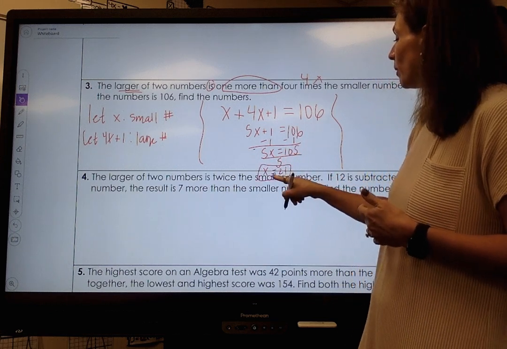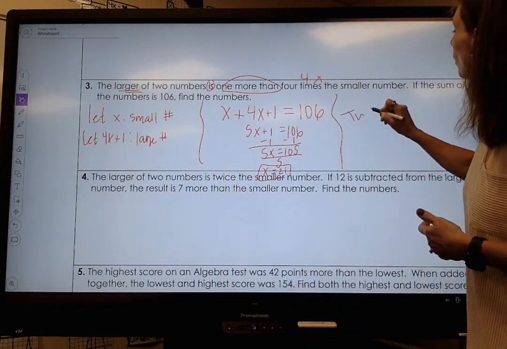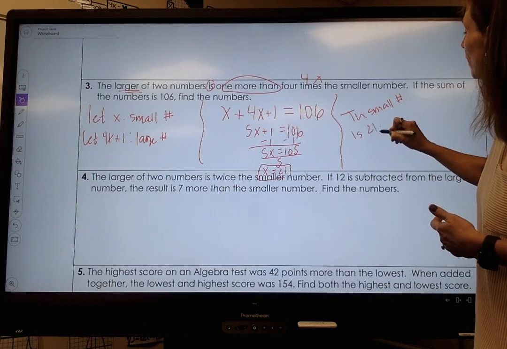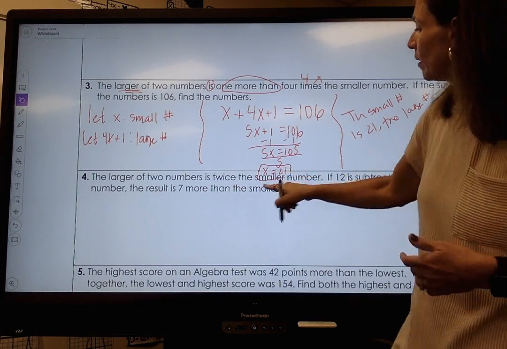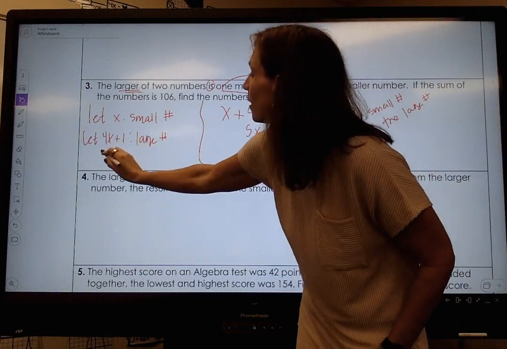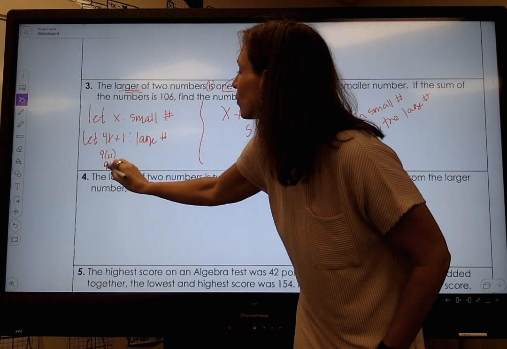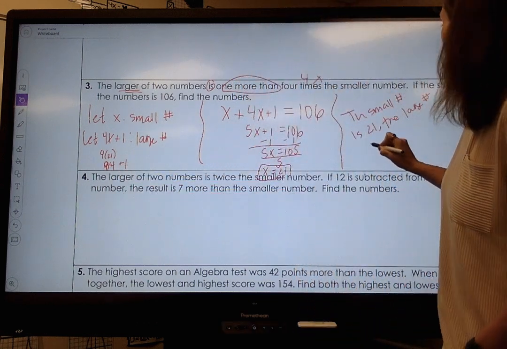So what does 21 mean? It's x. X is my small number. So the small number is 21. And how would we find the large number? We go back and plug it in. 21 times 4 is 84, excuse me. 84 plus 1, which is 85.